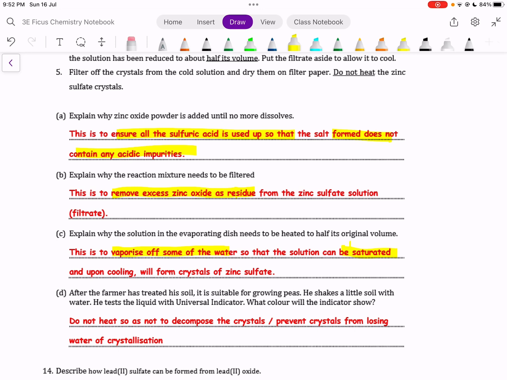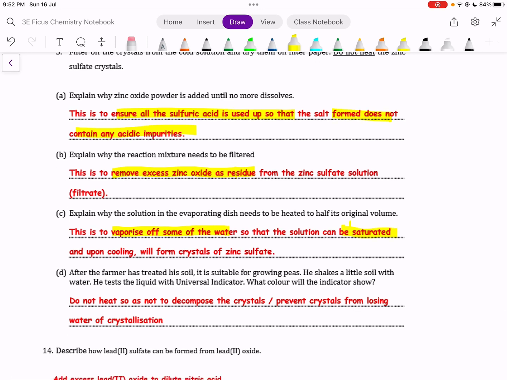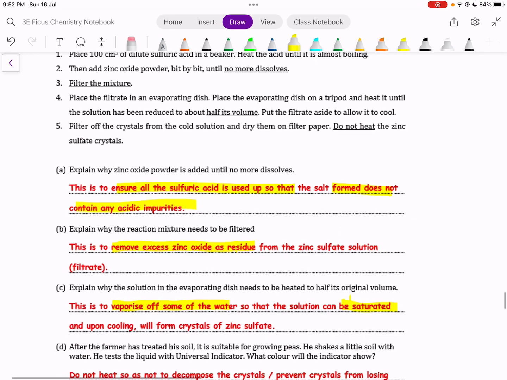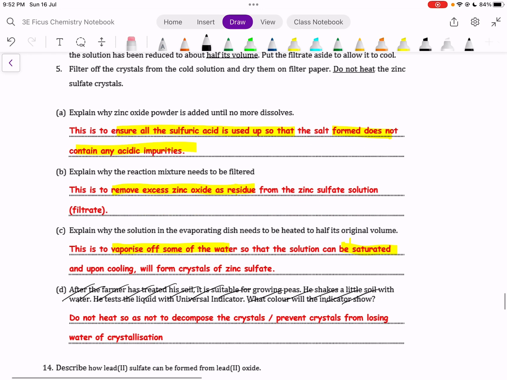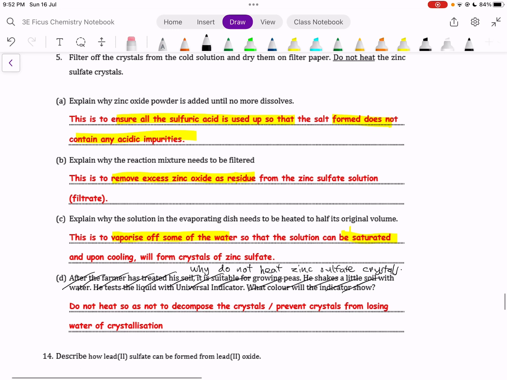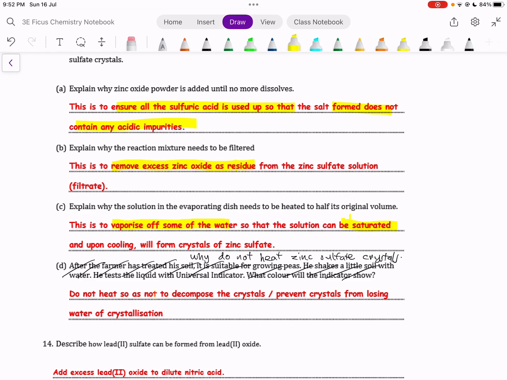Next, I need to change the next part. Change it to: why do we not heat the zinc sulfate crystals? So that you do not decompose the crystals.